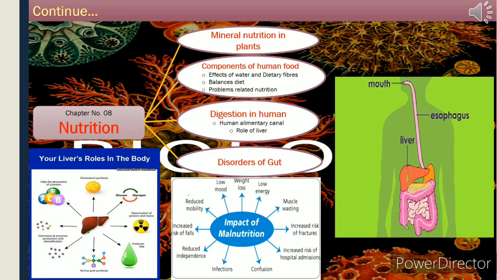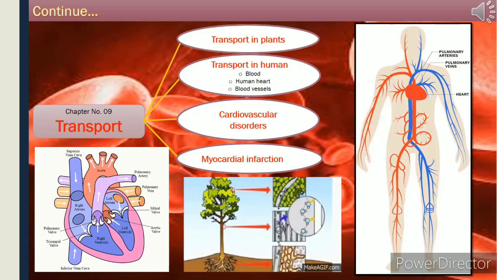Chapter number 8, nutrition. In this chapter we will discuss mineral nutrition in plants, components of human food, carbohydrates, lipids, protein, and the effect of water and dietary fiber on humans, what is a balanced diet, problems related to malnutrition, and digestion in humans, digestion in the alimentary canal, what is the role of the liver, and disorders of the gut.